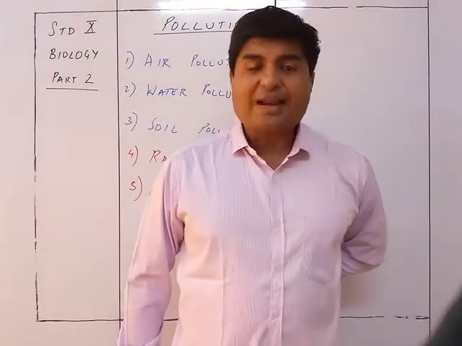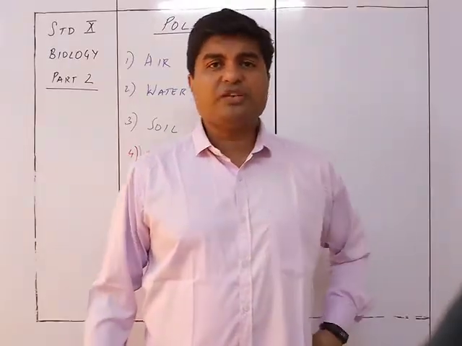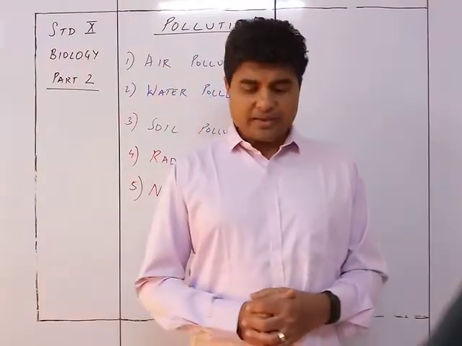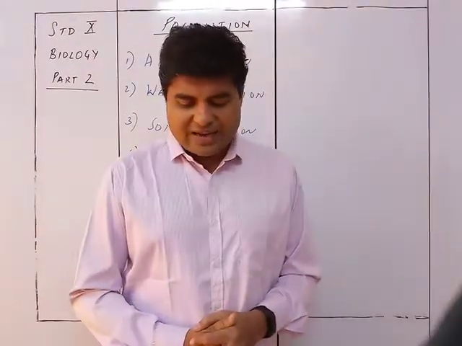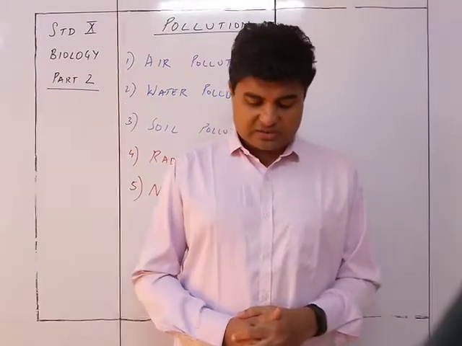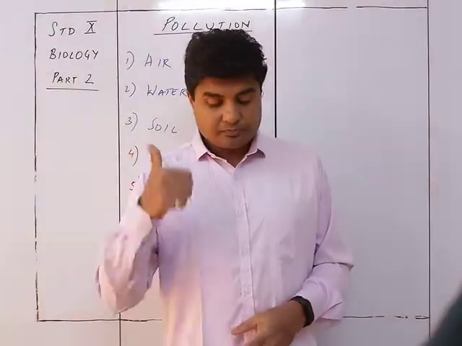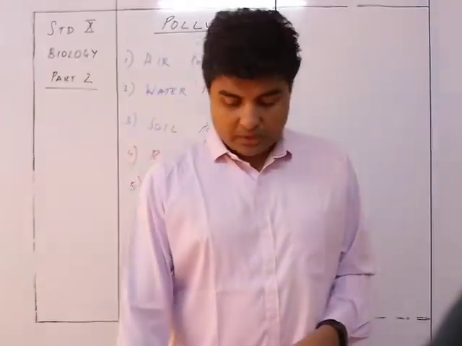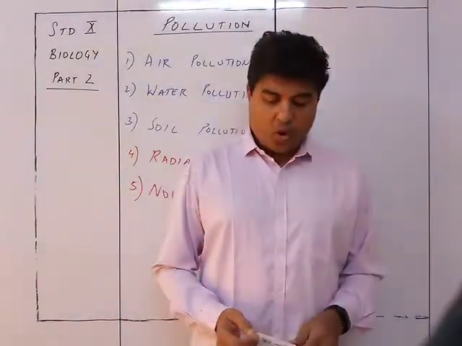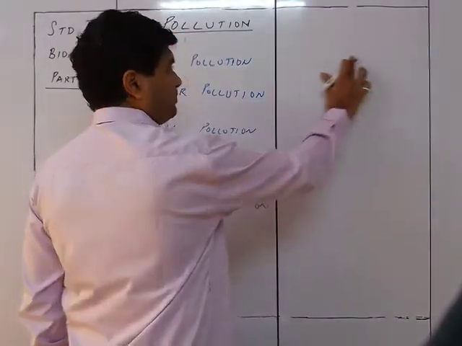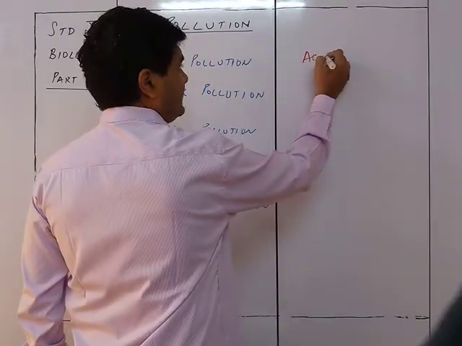First is the effect on climate and environment. So the first effect we see is the effect on the climate or the environment. That is, pollution affects the climate and environment in several ways. But the 3 most significant ones are acid rain, greenhouse effect and global warming, and ozone layer depletion. So the most important one is acid rain.